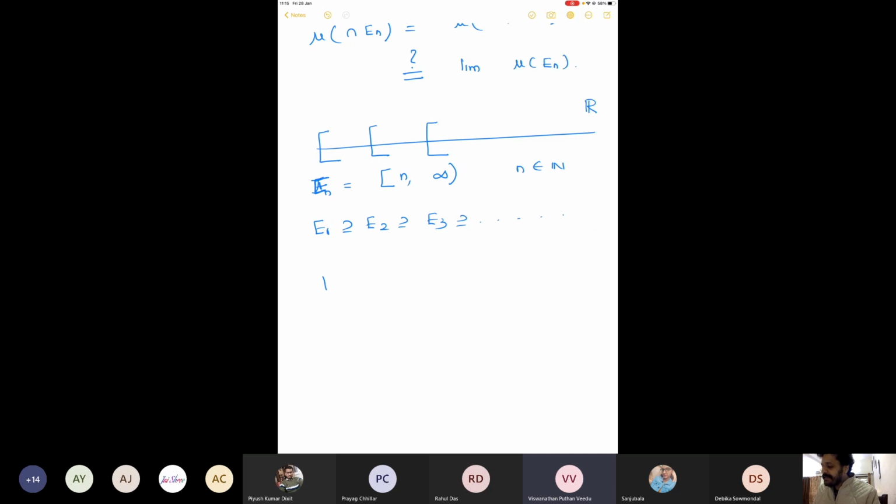Now, what is the limit of E_n? You can take the definition of the limit of E_n as the intersection of E_n, n equal to 1 to infinity. And here, the intersection of E_n will be the null set. You are asking why it is so, if my memory serves me. I don't know who asked. Could you try to prove that it will be the null set?